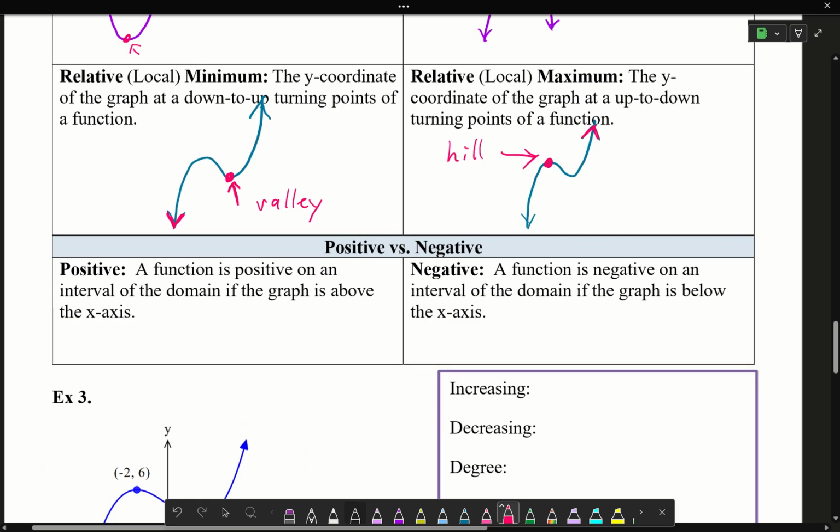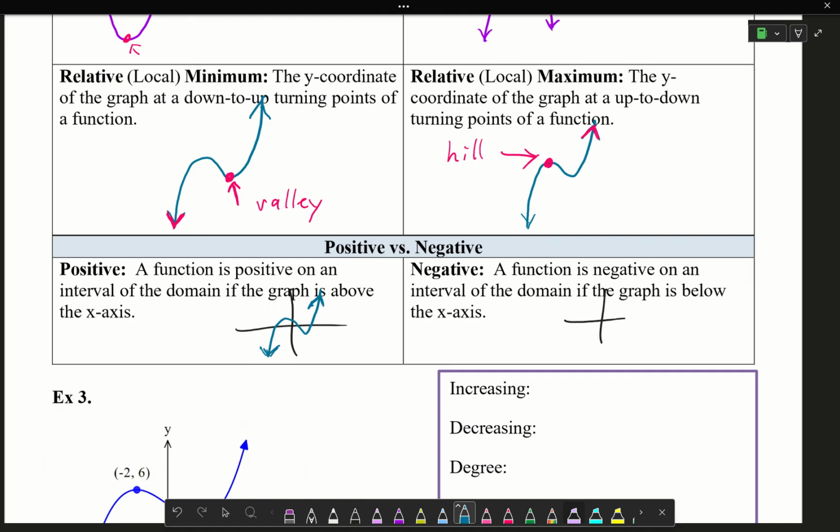Of course, positive and negative. So a function is positive on an interval of the domain if the graph is above the x-axis, and negative if it's below the x-axis. So a quick sketch here for each of these. So we'll put in another one of these. I like these graphs.